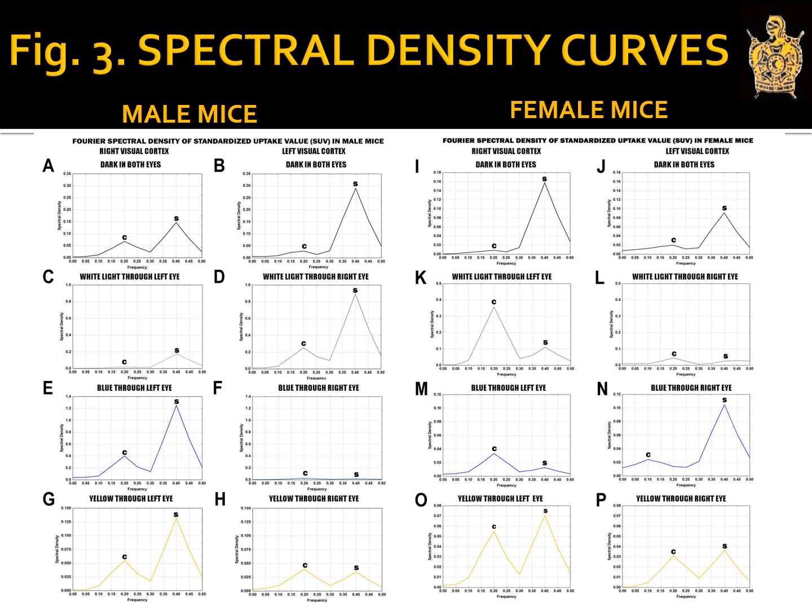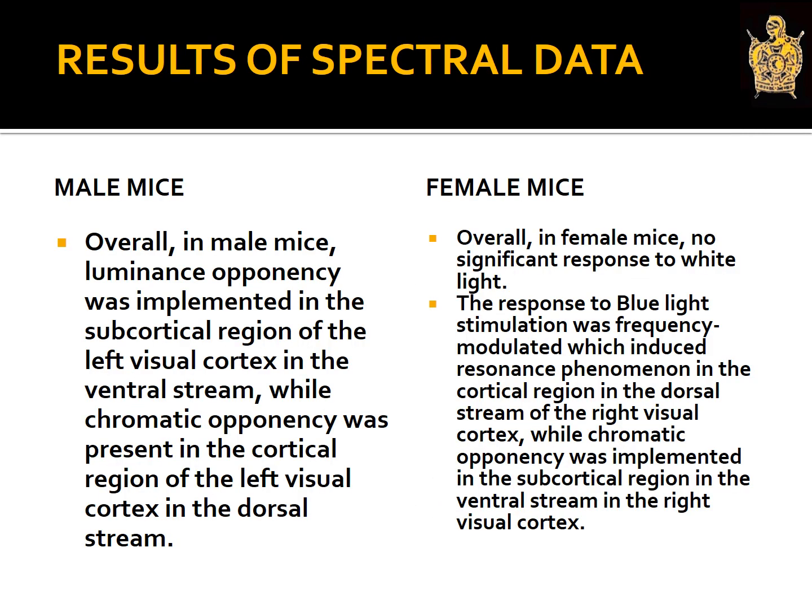We plotted the spectral density estimates in male and female mice, which can be visualized on this slide. We performed the analysis of the spectral data, which demonstrated that in male mice, there was luminance opponency in the subcortical region of the left visual cortex in the ventral stream, while chromatic opponency was present in the cortical region of the left visual cortex in the dorsal stream.